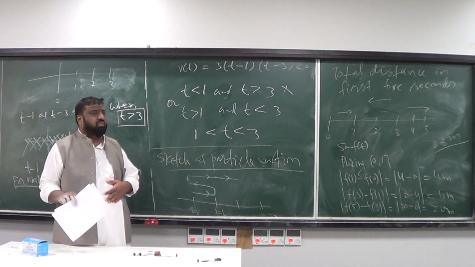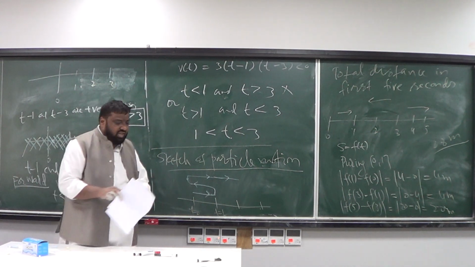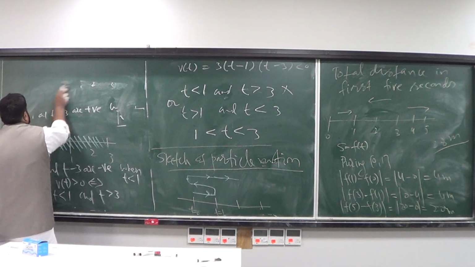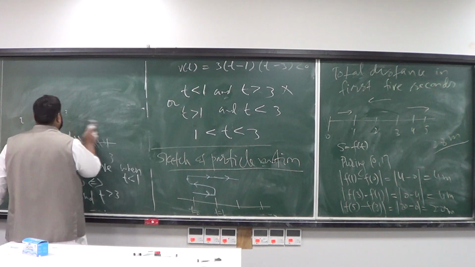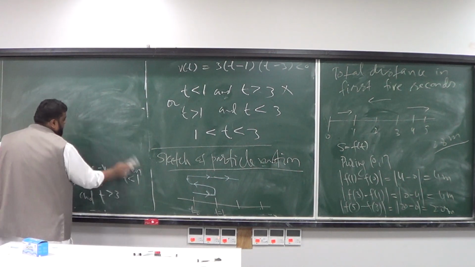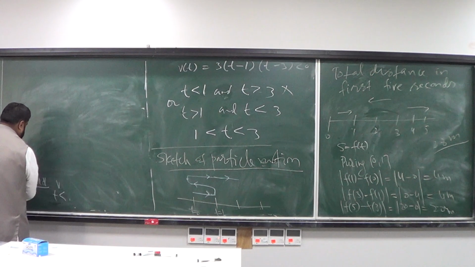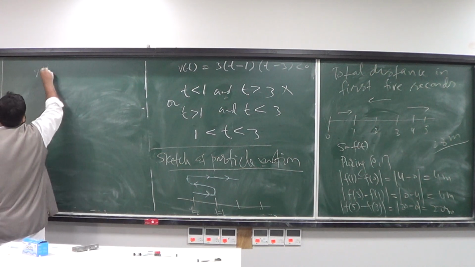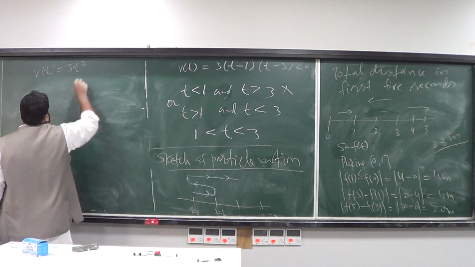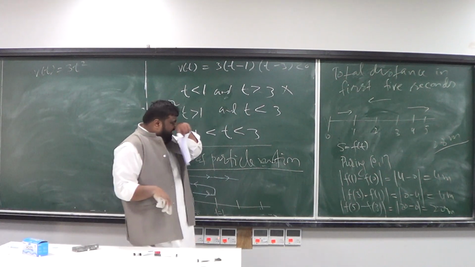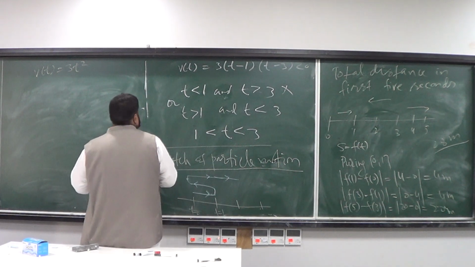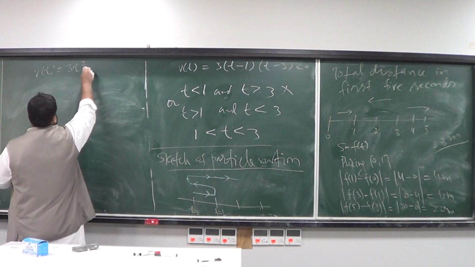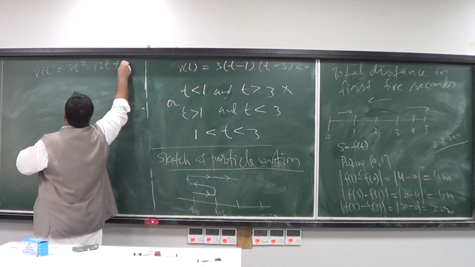No, velocity is positive, but for that you need to compute the acceleration. You need to check when the particle has positive acceleration. So let's compute the acceleration of the particle. The velocity of the particle was 3t square minus 12t plus 9.